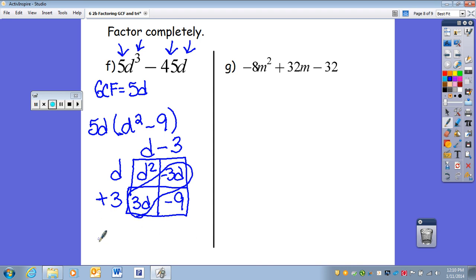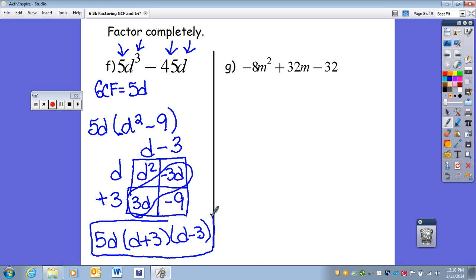So our final answer is our greatest common factor, which is 5d, and then our two binomials, which is d plus 3 and d minus 3. And those are the factors for our initial polynomial.